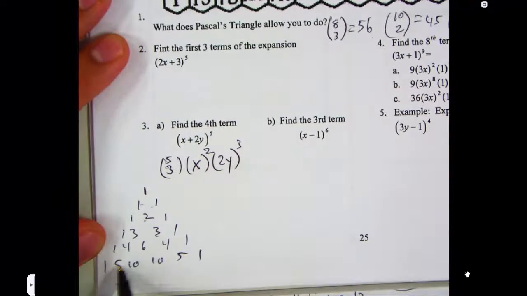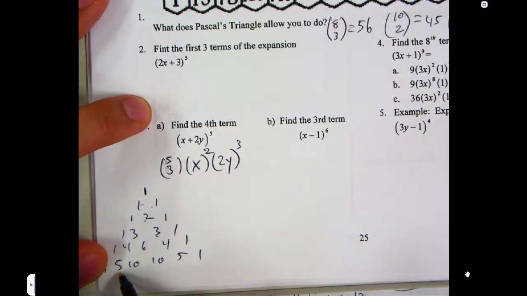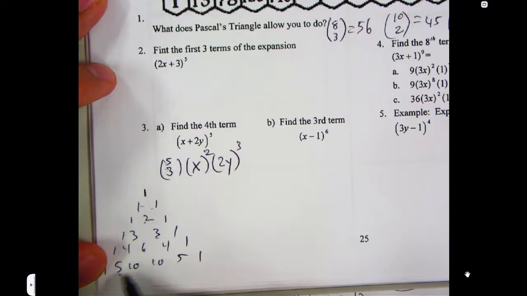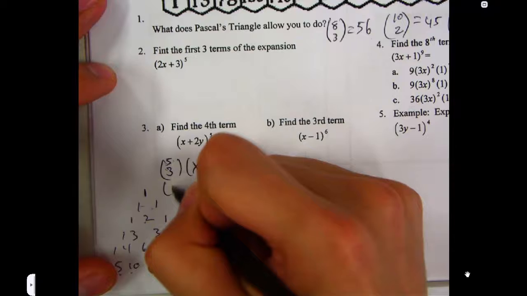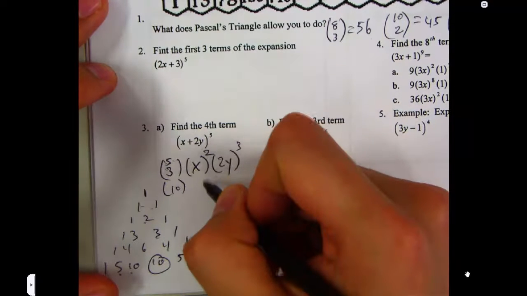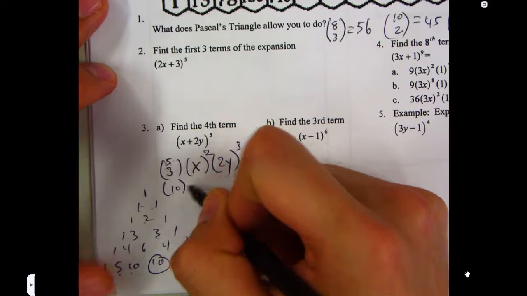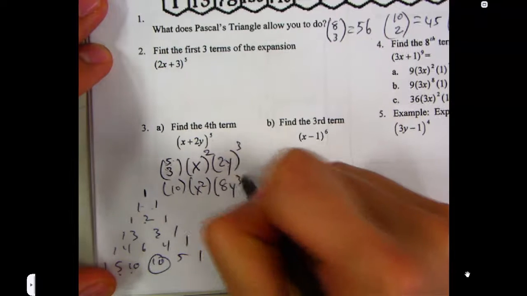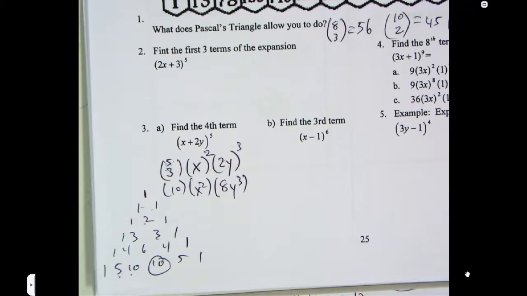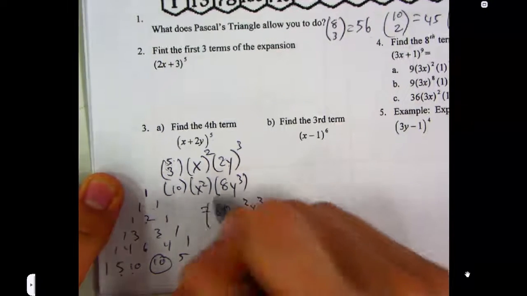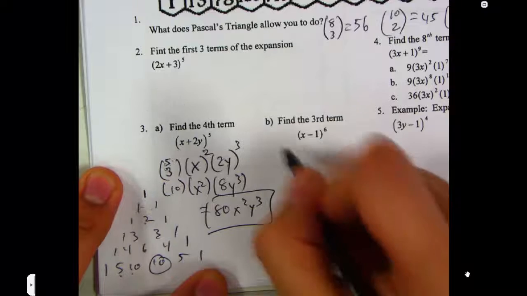Okay, I got to 5, right? So here's 5, and count how many times. It says 5 choose 3, right? So count how many times. 1, 2, 3. So it goes there. So 5 combination 3 is 10. Are we good? That's just the answer for that. 5 combination 3. X squared is x squared. 2 cubed is 8y cubed. Okay, what do we do with the numbers? We multiply. So 8 times 10, 80 x squared y cubed. You're done.